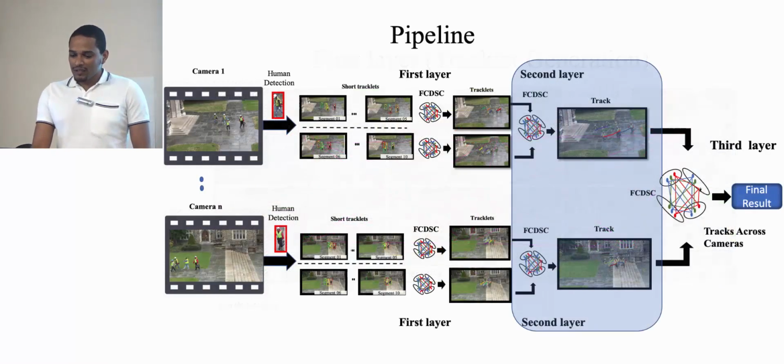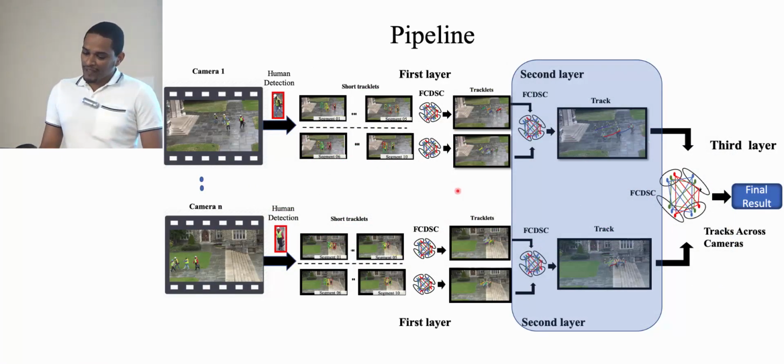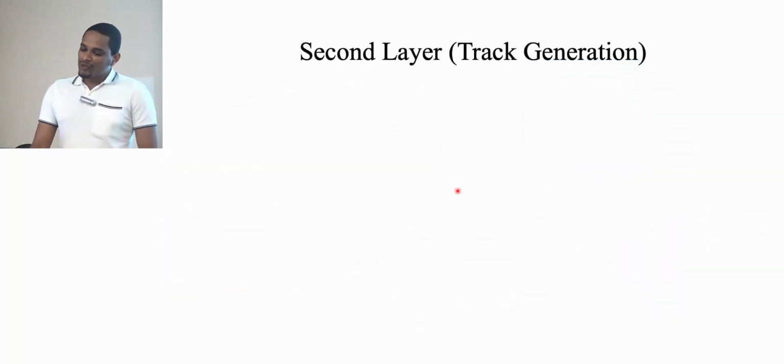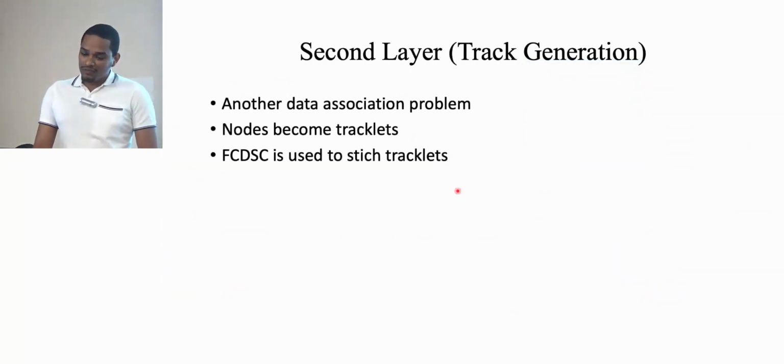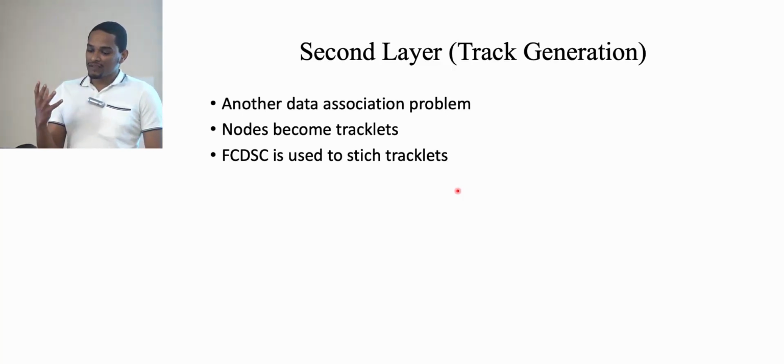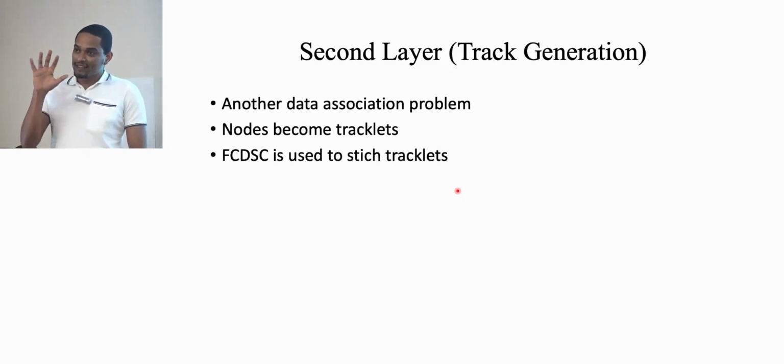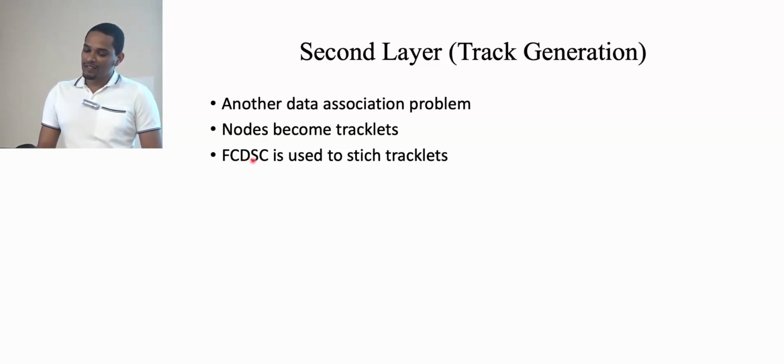Similarly to the first layer, in our second layer we will use the same strategy, but the only difference is the nodes will be tracklets rather than short tracklets, and the resulting clique will give us a track rather than tracklets, and then we will similarly use FCDSC to generate those clusters.